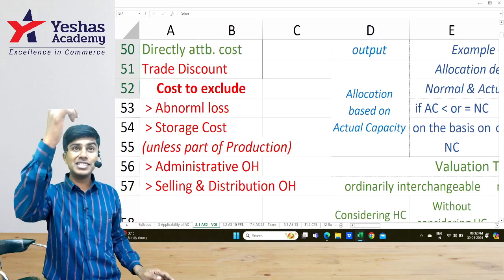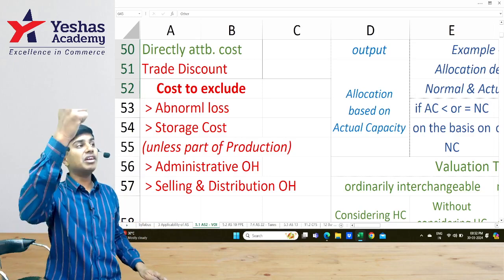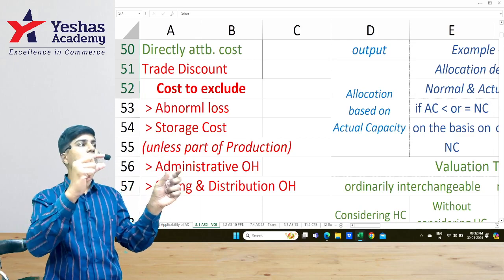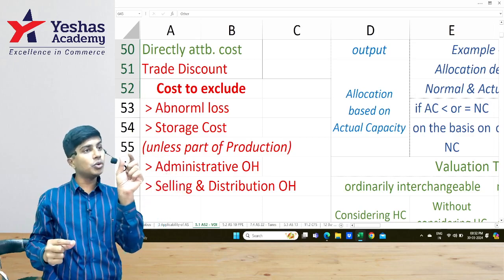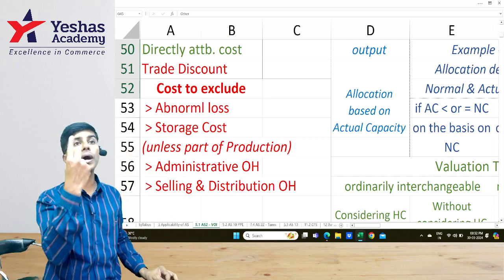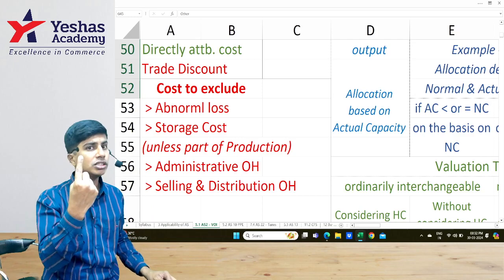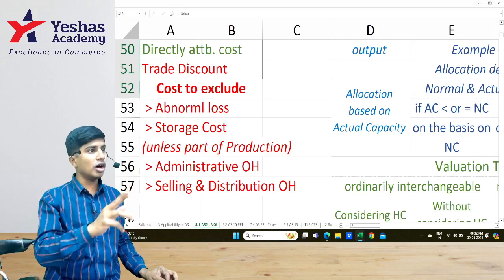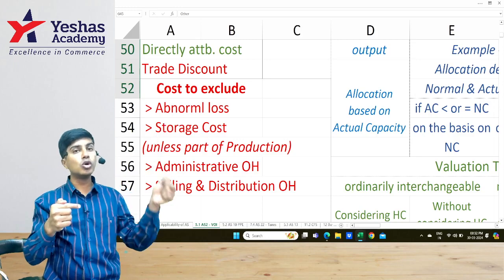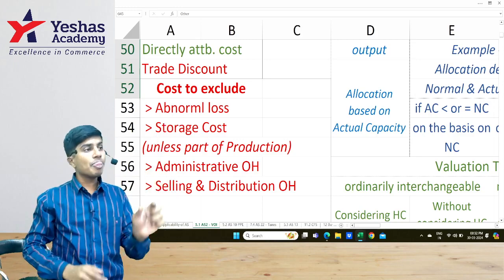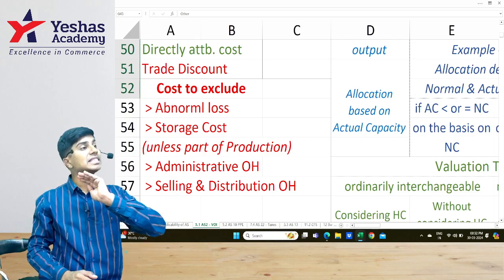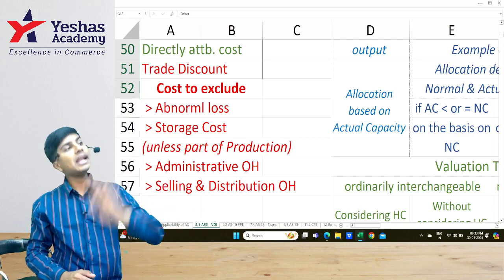So what do we do? We'll adjust it in the units column only. Whenever we adjust normal loss, the total value will be the same for a lesser number of units, because of which the per unit cost will go up. So normal loss increases the cost per unit. However, abnormal loss, we're going to deduct in the units column. We will also deduct it in the amount column, because of which the cost per unit in the case of abnormal loss will remain the same before and after.